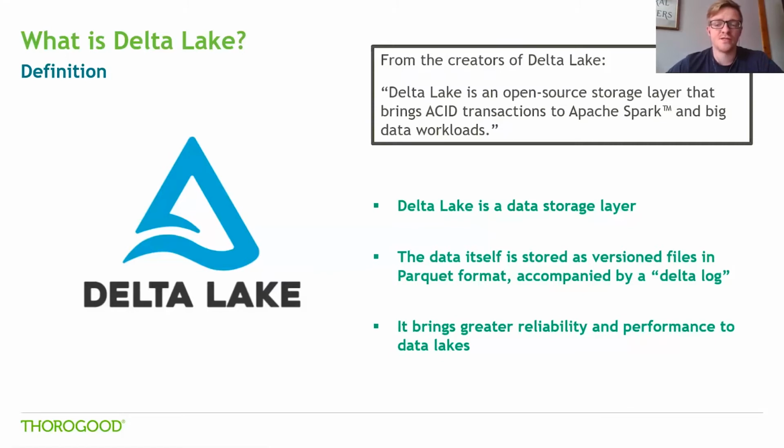It can exist on top of cloud data storage, for example, Azure Data Lake Storage or Amazon S3. It can also exist on top of HDFS. And then the features of Delta Lake provide greater reliability and performance to your existing data architecture. These features will be covered in greater detail in a few minutes.